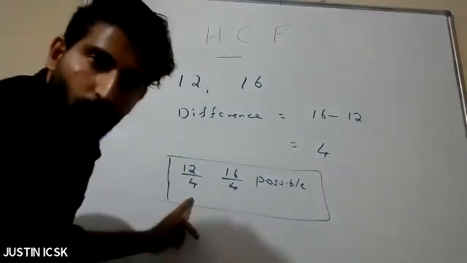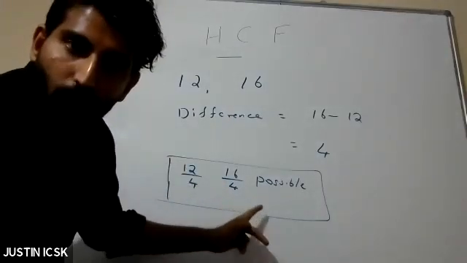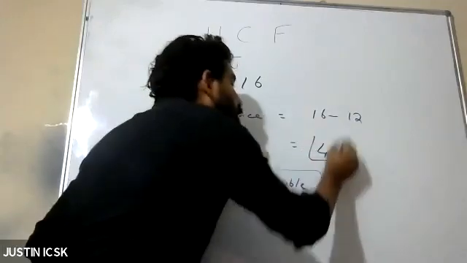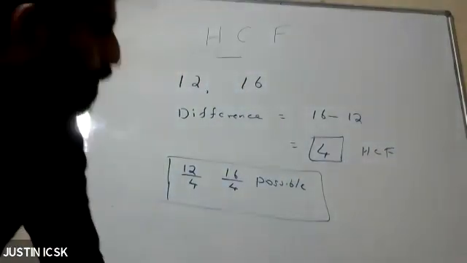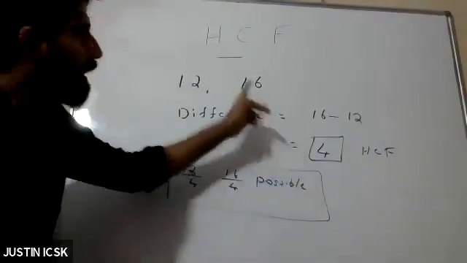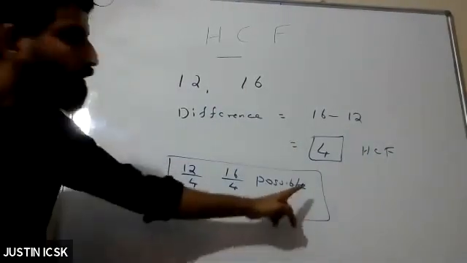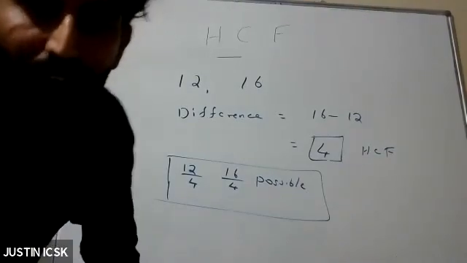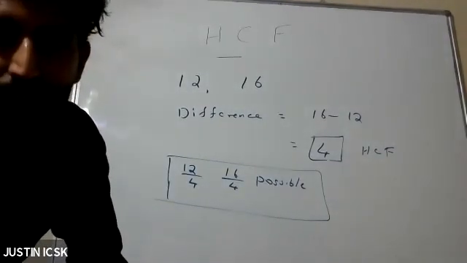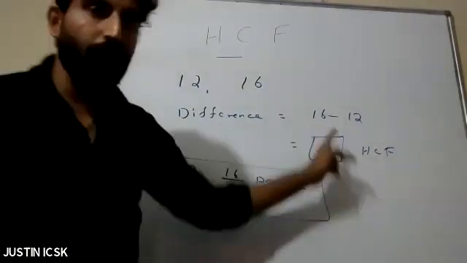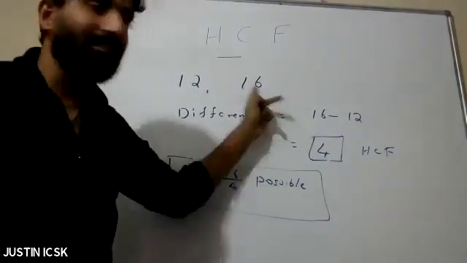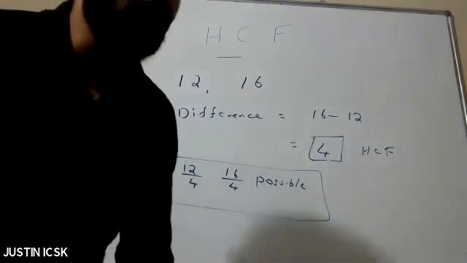If 12 by 4 and 16 by 4 is possible, then 4 is our HCF. So within one step you will get the HCF. You don't need to calculate anything. We just find the difference, check 12 by 4 and 16 by 4 are possible, and that is our HCF.